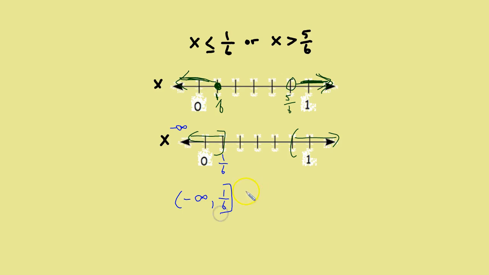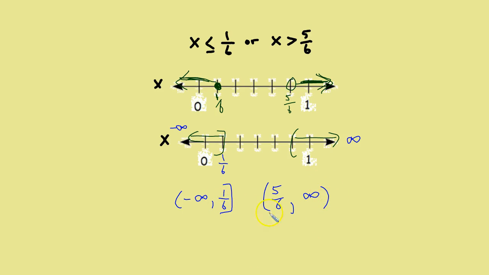So that's a bracket for the 1/6. And over here, I've got a parenthesis starting at 5/6. And I'm going to the right forever towards positive infinity. Remember, infinity always gets a parenthesis.